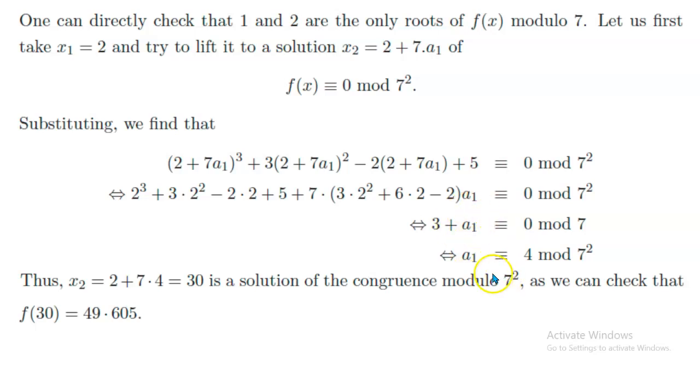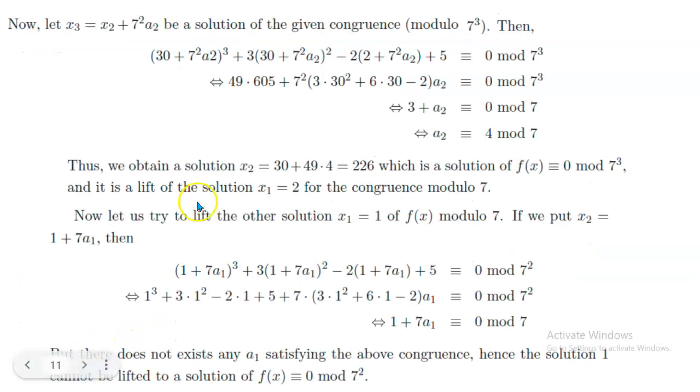And now we have to think what value of a1 would make this true. So when we give a1 equal to 4, we get 4 plus 3 equal to 7, which is congruent to 0 mod 7. And thus a1 equal to 4 is the solution. So we substitute back in x2, 2 plus 7a1 is 2 plus 7 into 4, which is 30, one solution of the congruence modulo 7 square. Next solution is x3 equal to x2 plus 7 square a2. Again doing similarly, we find 4 as a solution and substituting it in this equation we get 226 as a solution.